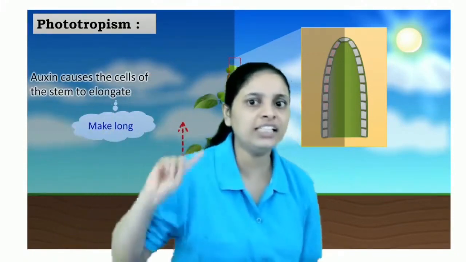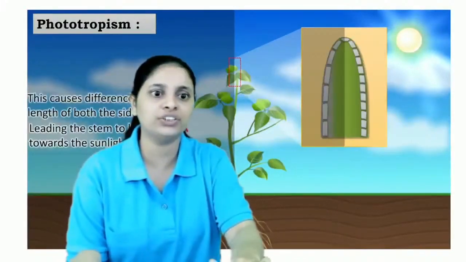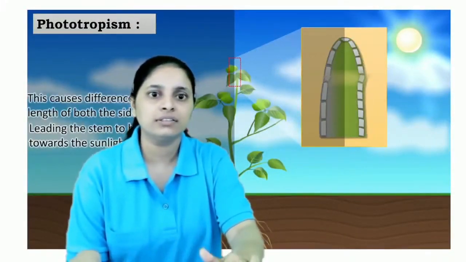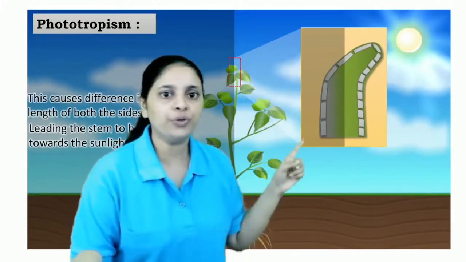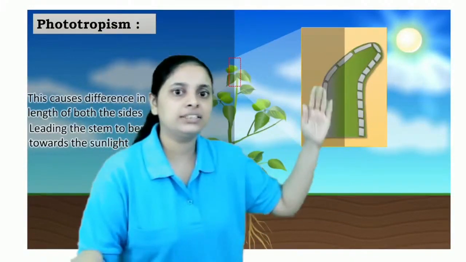Auxin causes the cells of the stem to elongate. देखो ये change, देखा? Due to elongation, ये क्या हुआ? Stem bended towards the sunlight.